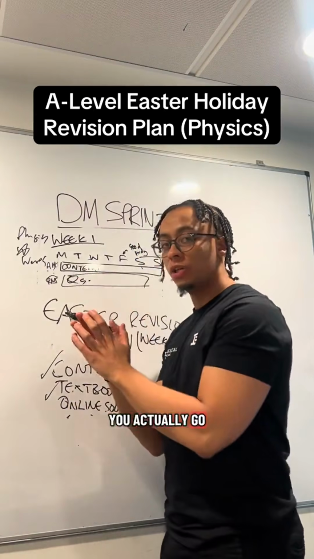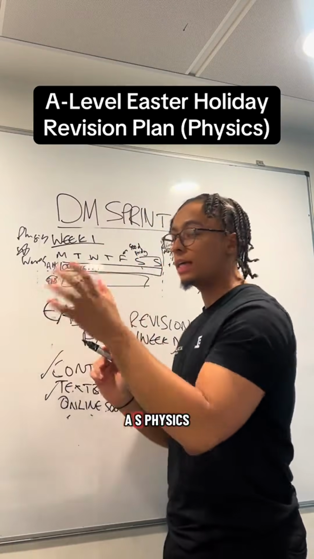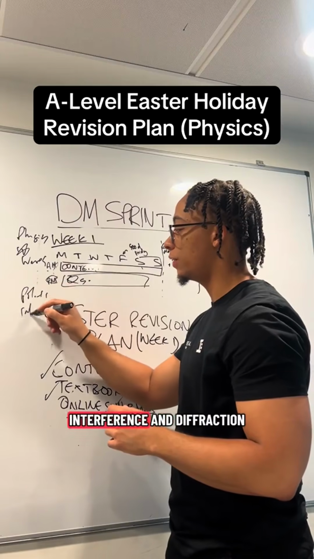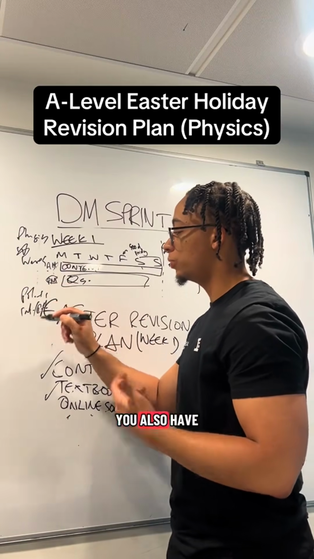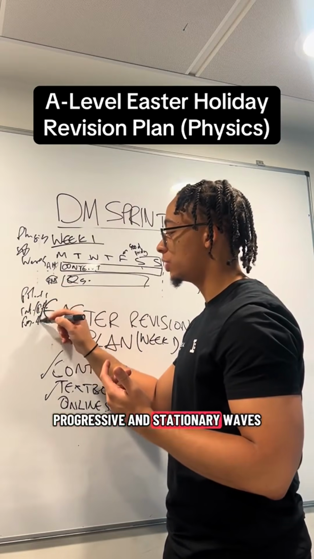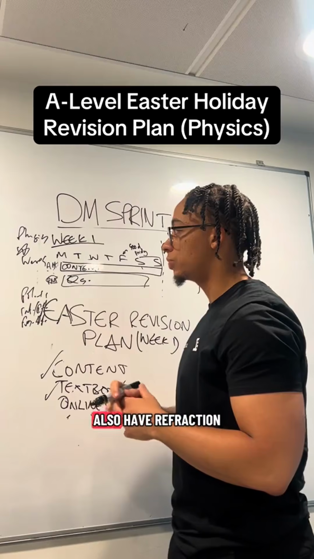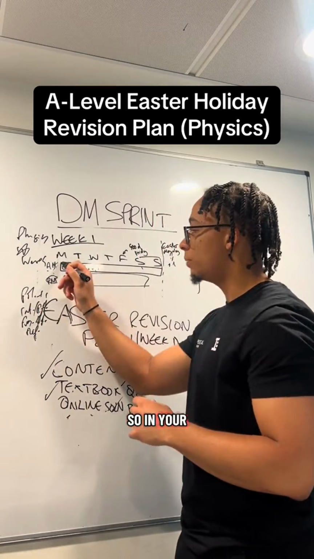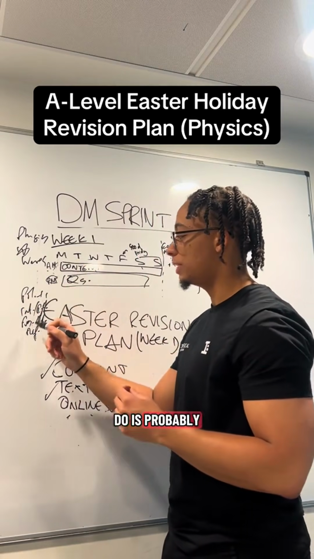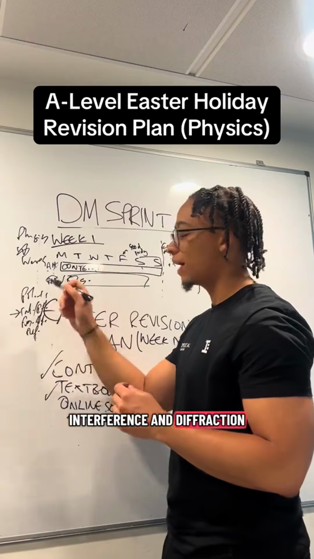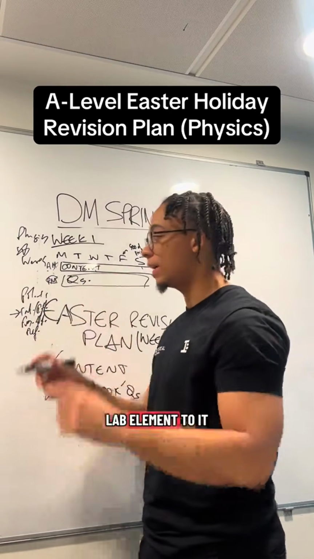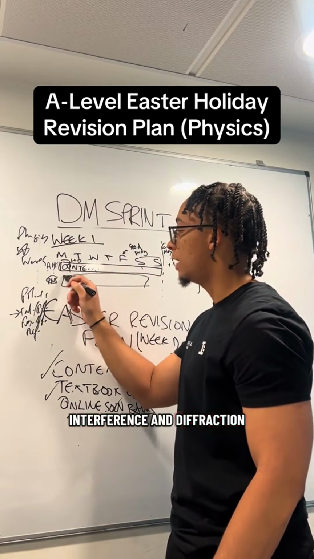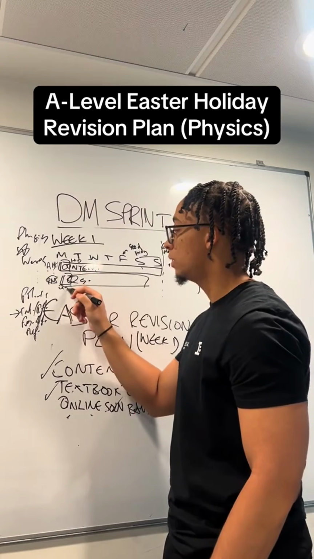Now, how do you actually go through the content? So with AS physics waves, you have polarization, interference and diffraction. You also have progressive and stationary waves, and then you also have refraction, generally, depending on the exam board. So in your morning block, what I would do is probably start off with interference and diffraction because that comes up the most and there's a lab element to it. Cover that there, interference and diffraction, then go straight to questions, okay?